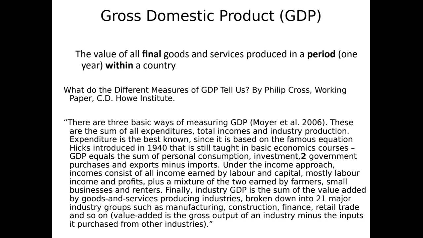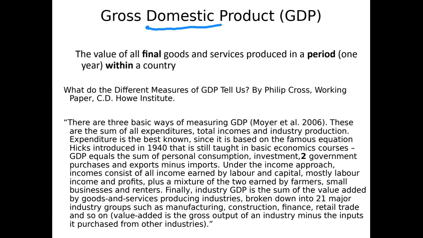You cannot say that GDP is 1.6 trillion. That is incomplete information. You must say that GDP is 1.6 trillion in 2020, or in the first quarter of 2021, or in two quarters. The time period is important, normally a year, within a country. Within a country means whatever is being produced within the boundaries of Canada will be included in GDP. That is why we call it domestic product. Gross means total. Domestic means within the boundaries of a country.